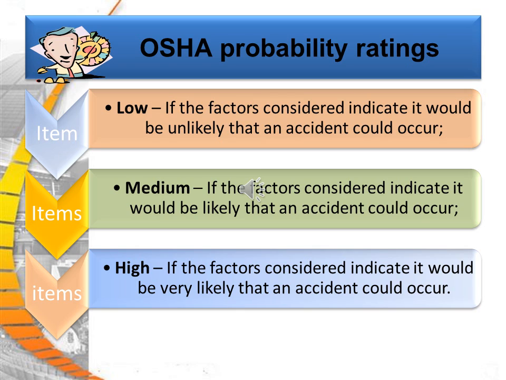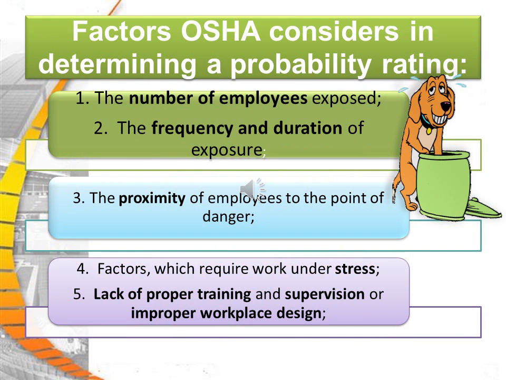OSHA's probability ratings. Low if the factors considered indicate that it would be unlikely for an accident to occur. Medium if the factors indicate it would be likely that an accident could occur. And high if the factors indicate it would be very likely that an accident could occur.